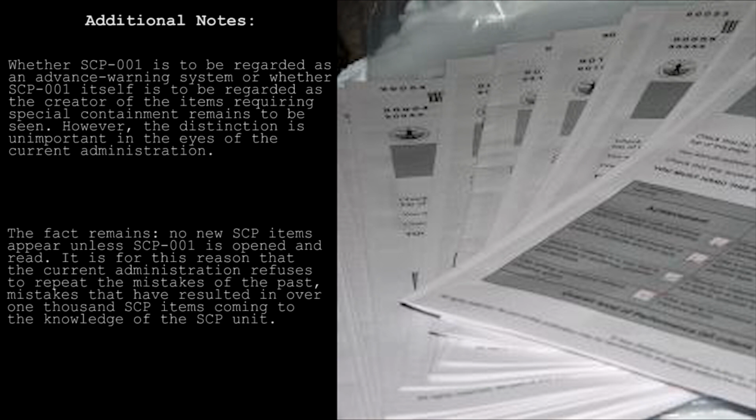It is for this reason that the current administration refuses to repeat the mistakes of the past, mistakes that have resulted in over 1,000 SCP items coming to the knowledge of the SCP unit. Arguments concerning the non-lethality of SCP-001 itself, its theoretically beneficial use as an SCP warning system, or its use as a progenitor of advanced biological and non-biological weapons, have not swayed the current administration.